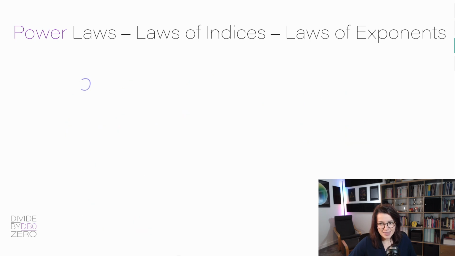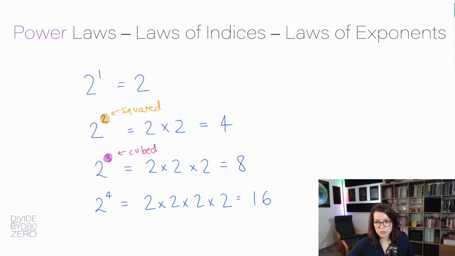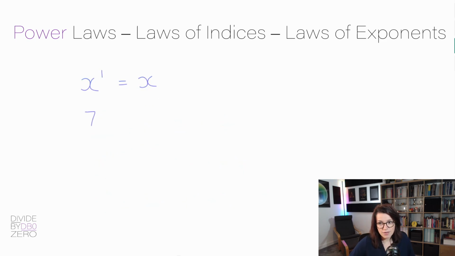More things to be aware of here in terms of laws. If you've got anything to the power of 1, that's just going to be itself. We saw this earlier with 2 to the power of 1 just being 2, but let's look at another example. So 7 to the power of 1, that's just 7. Any number, so 128 to the power of 1, just 128.